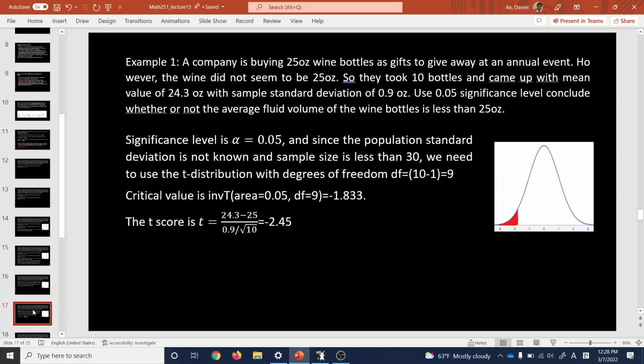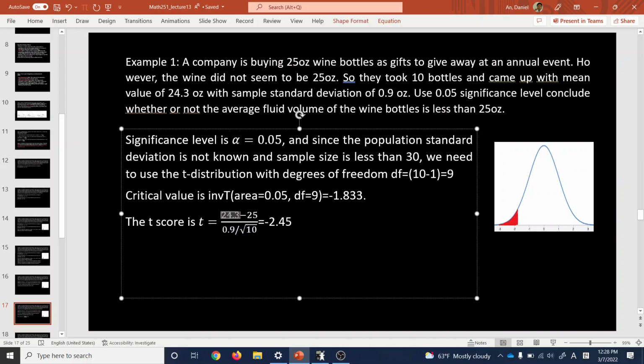And then for the t-score, you just need to know how far off your 24.3 is from 25. Remember, we're trying to judge whether your sample mean and the claimed mean are a lot different or not much different. So we take the difference between the two and rescale it by the standard deviation divided by the square root of n. Doing that gives you negative 2.45. So let's think about what that means.